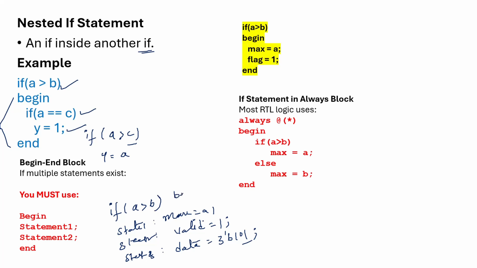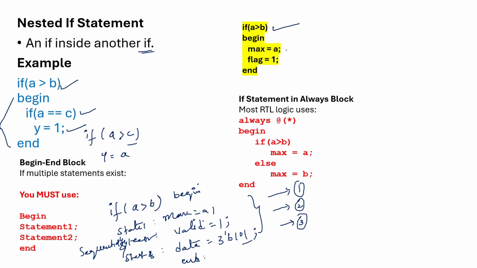We need to use begin and end. In between the begin and end, all the statements are executed sequentially. Sequentially means one statement is executed, then go to the next statement 2, after that statement 3, and based on that, it will be considered. Okay, in between begin and end, multiple statements are used. Clear? See, this is the begin-end statements example.